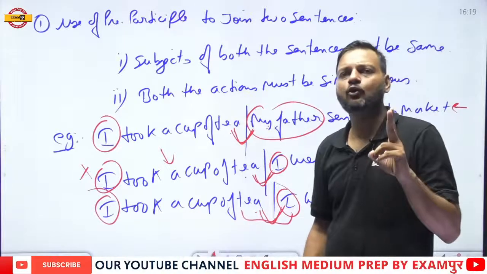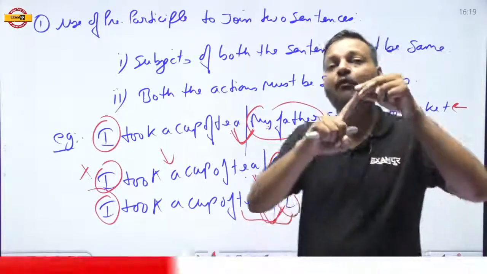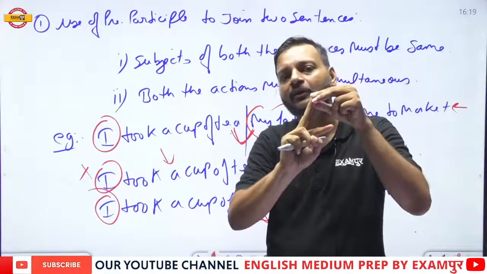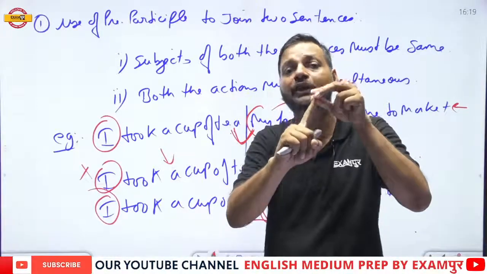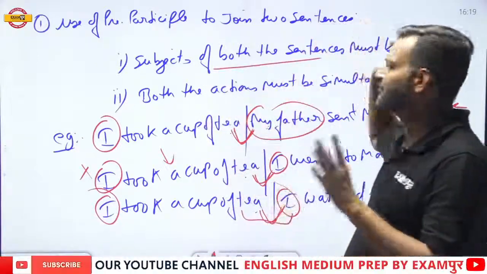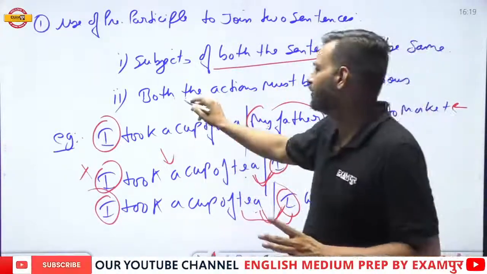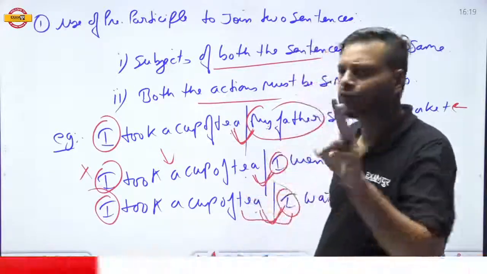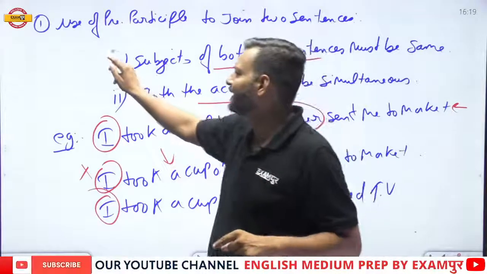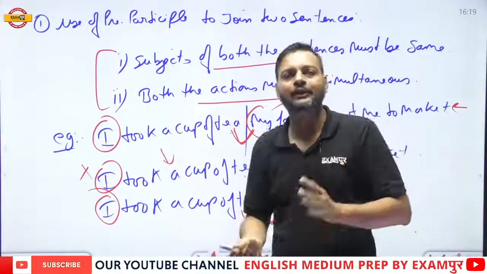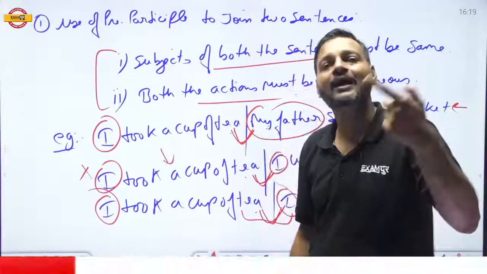So there were two questions. First question is when to use present participle and how to use present participle. So I have answered the first question, when to use. When subjects of both the sentences are same and both the actions must be simultaneous. So if two sentences fulfill these two conditions, you can use a present participle to join them. Now the question is how to join them.